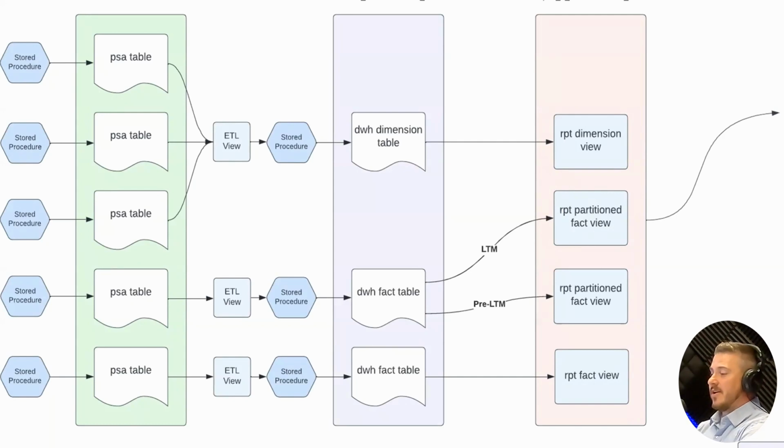So now we have our final transformed data warehouse dimensions and our data warehouse facts, and that could be the end. We could say, let's just connect Power BI right to those data warehouse dimension tables and call it good.